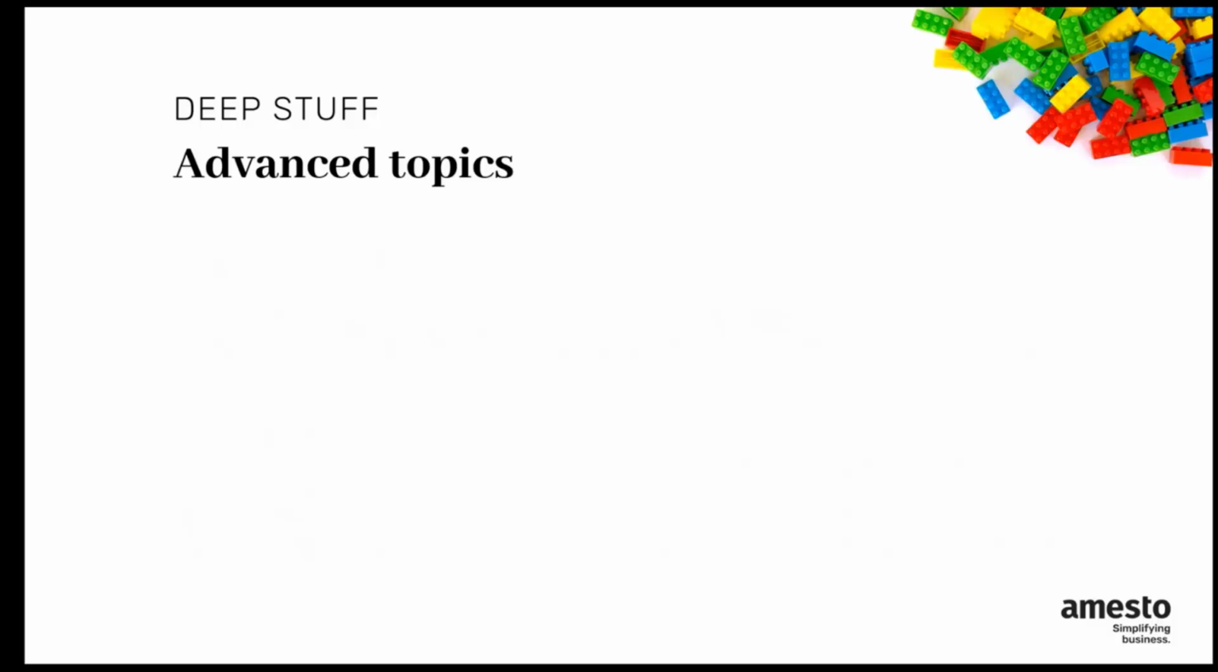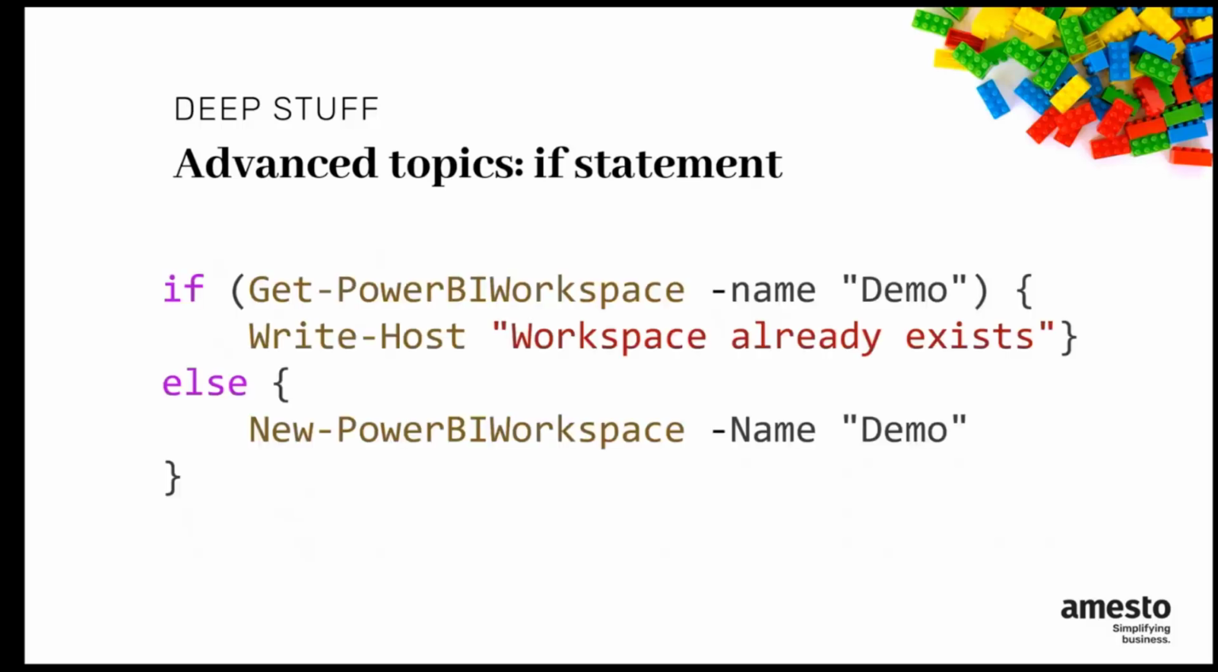Now, if we want to create some superhero scripts, we need to know the 3 great building blocks in PowerShell. The first is the if statement. The syntax is pretty straightforward. If condition is met, then do this action, else do this other action.